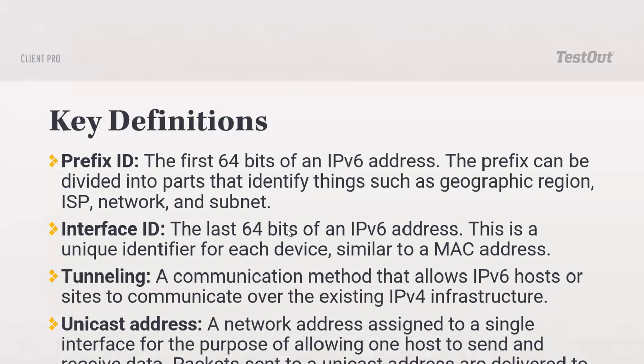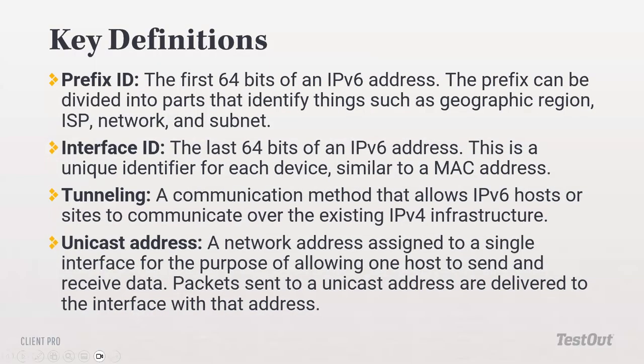Now, here's some terminology related to IPv6. So we'll talk about the prefix and interface IDs. We'll take a look at tunneling, but that is a temporary thing to connect between IP version 4 and 6. And we'll take a look at the various types of addresses that exist within IPv6, differently than they do within IPv4. We've heard of multicast, we've heard of loopback, but let's talk about that in a little bit of detail.